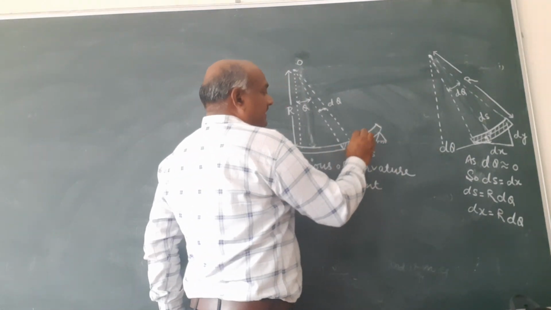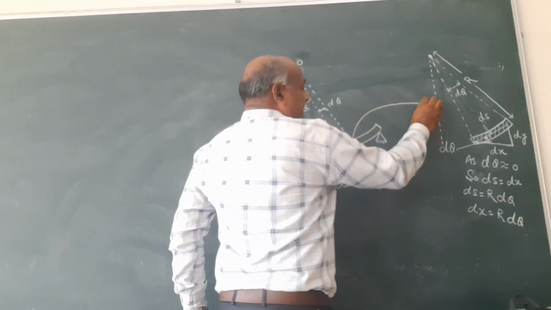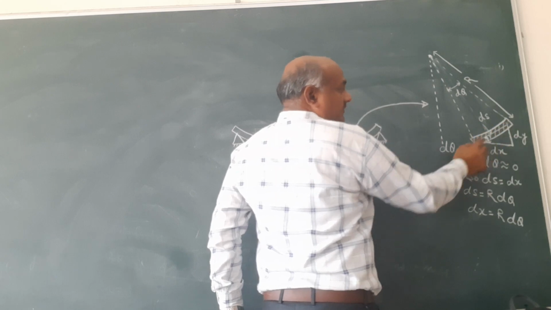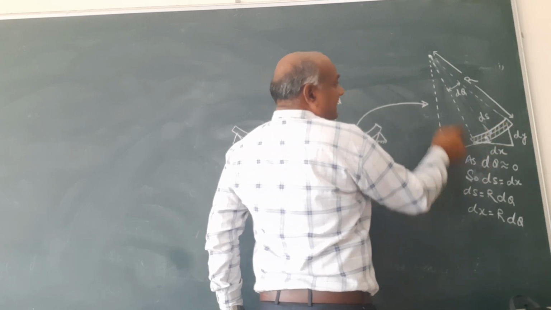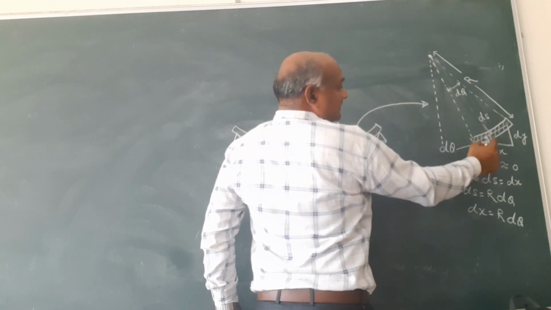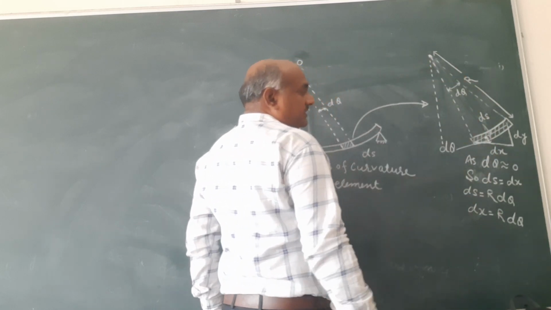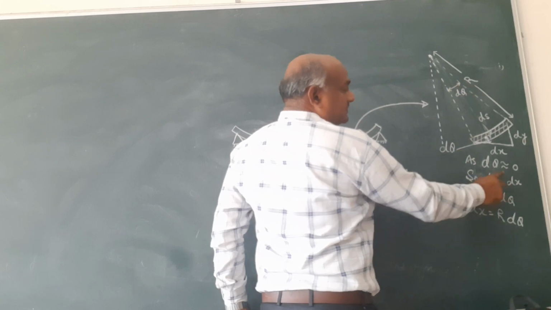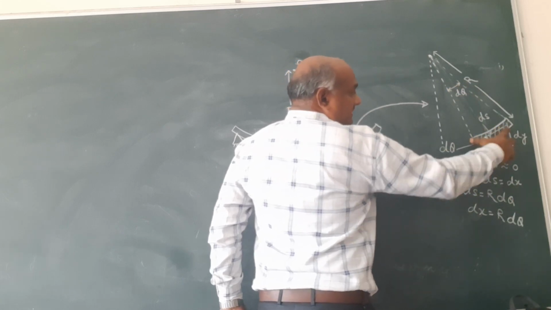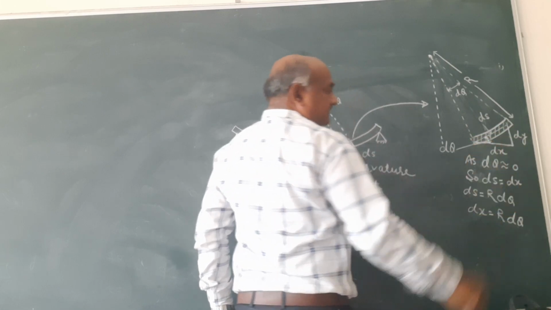Now we have enlarged this small element here. The length of the element is ds and it subtends angle d theta. The radius of curvature of this element is r. As d theta is very small, we can take ds from this point to this point, and this distance is equal to dx.